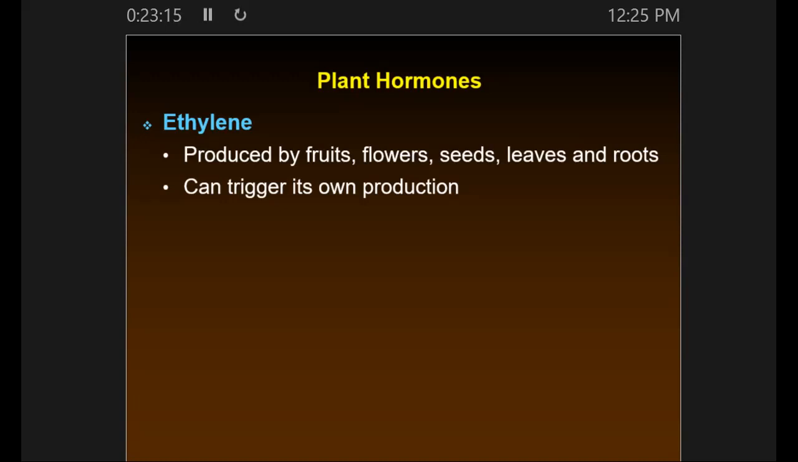It's a gas, but they know the pathway. So in real world applications, there's a chemical that they can dissolve into liquid, and they can water the plant with that. When the plant takes up that water with the chemical dissolved in it, it quickly converts it to ethylene. So there are some handy ways to work with ethylene, even though it's a gas.